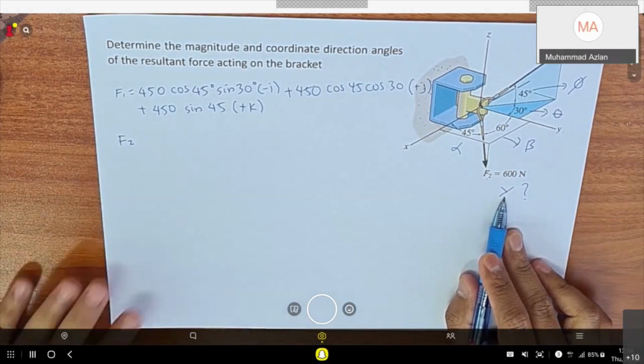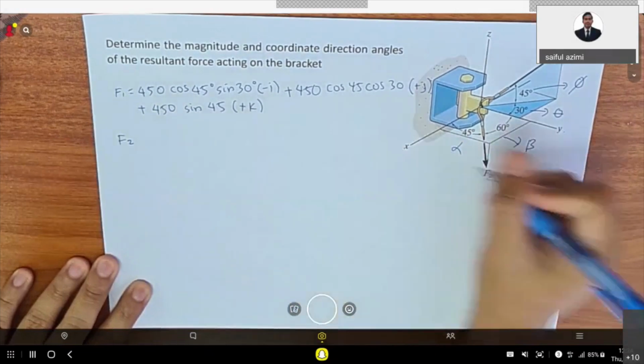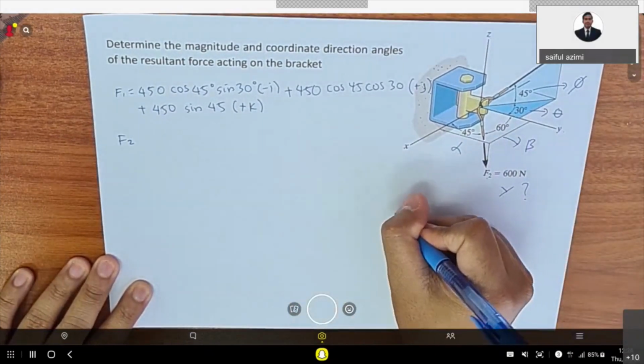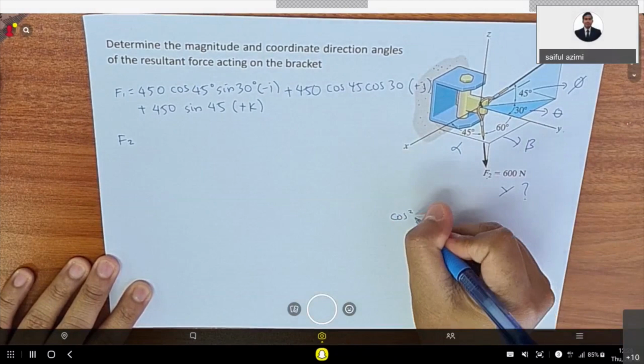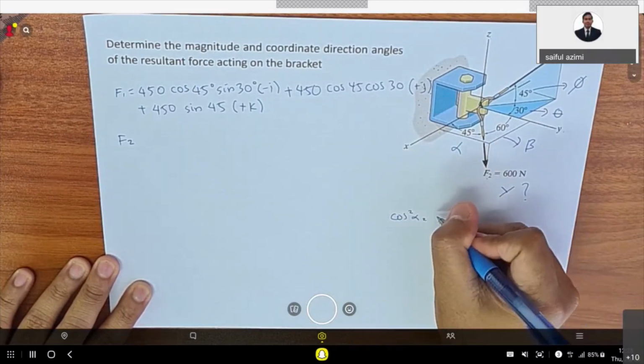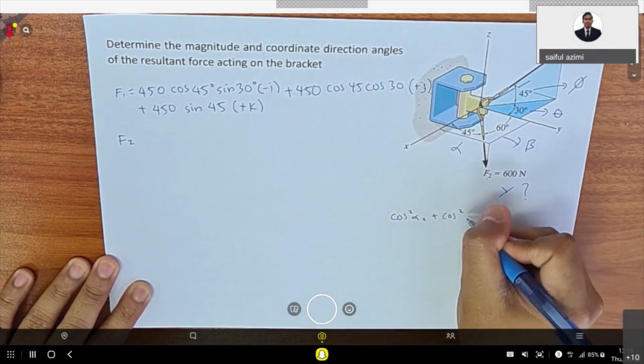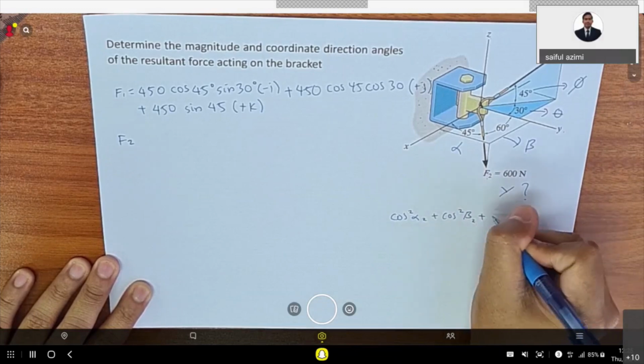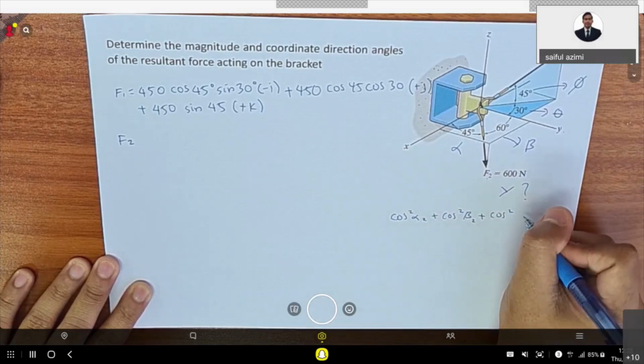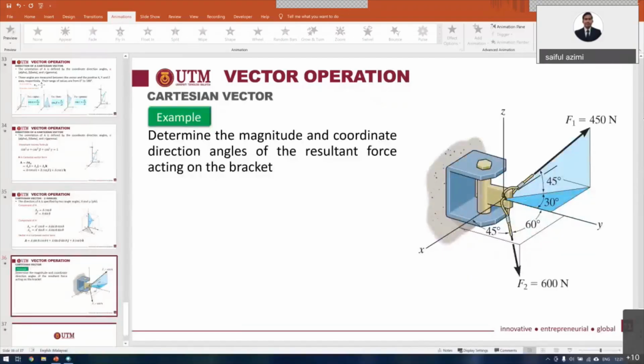Yes, that's correct. So first we can find gamma by using the cosine formula: cos square alpha 2 plus cos square beta 2 plus cos square gamma 2 equals 1. When you solve these equations, you get gamma 2 equals 120 degree.